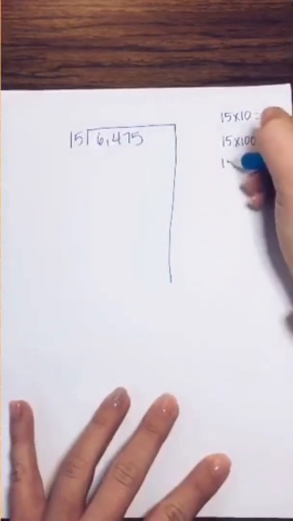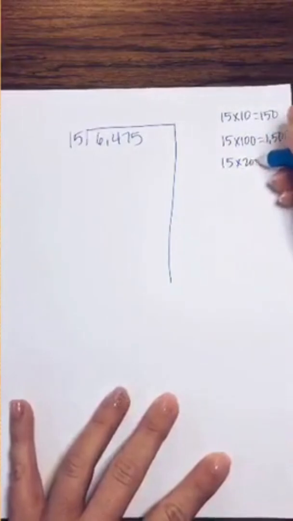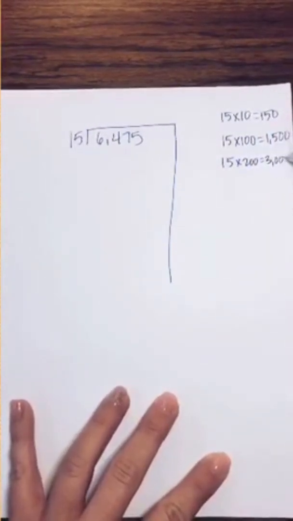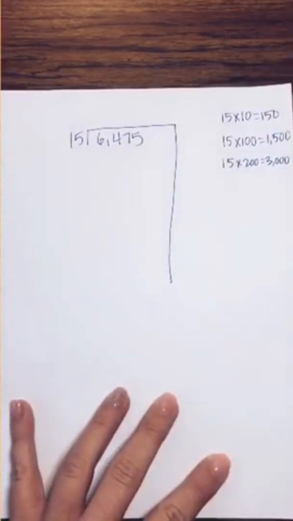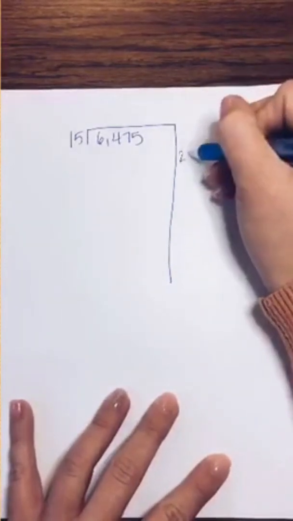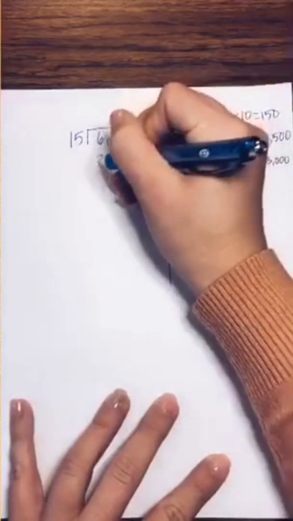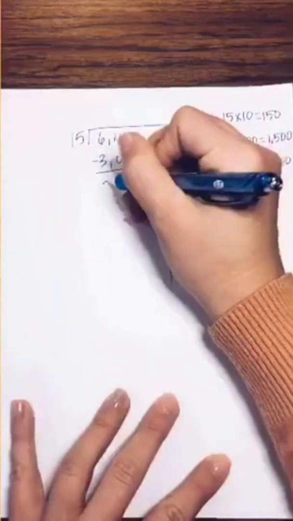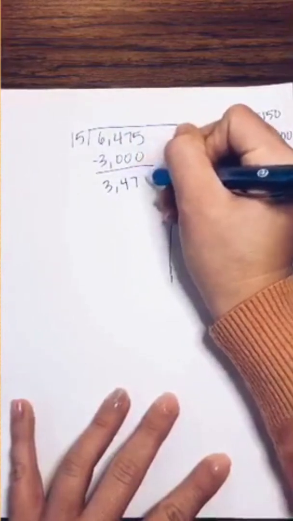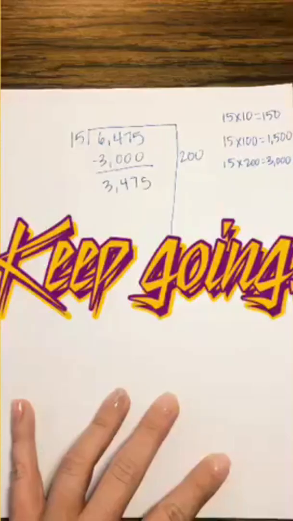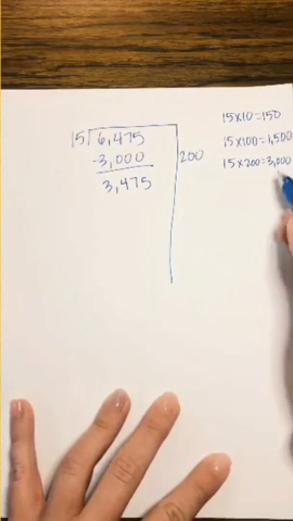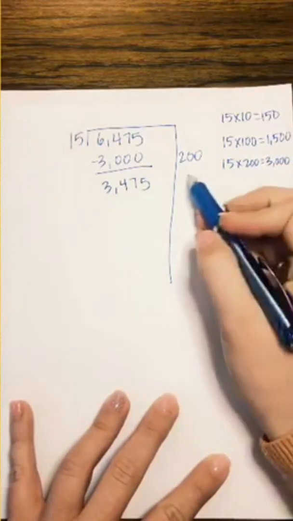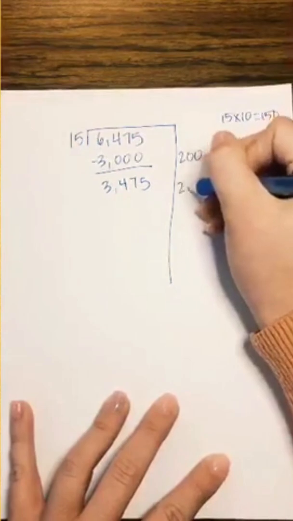So I'm going to test out 15 times 200. That's going to get me 3,000. Let's stick with that for right now. So I know that 15 times 200, here's my 200, is 3,000. I'm going to subtract that and see what I have left. That leaves me with 3,475. Then I notice that I can still take out another 3,000, which would be multiplying 15 times 200 again. So then I would again subtract 3,000, and that would leave me with 475.